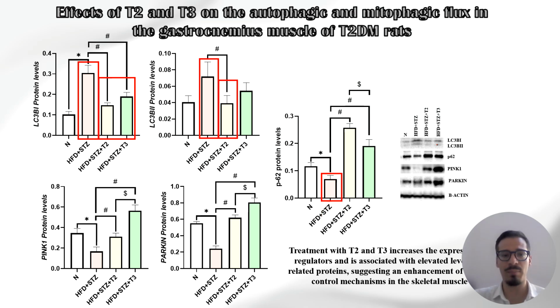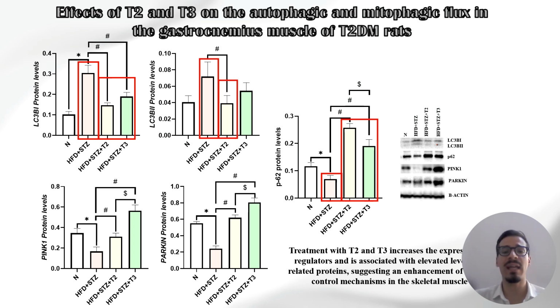In addition, P62 protein levels were decreased in diabetic rats but were significantly increased after treatment with both iodothyronines. These results indicate an enhanced autophagosome formation and an altered autophagic flux in diabetic rats, a condition that is effectively counteracted by T2 and T3 treatment.